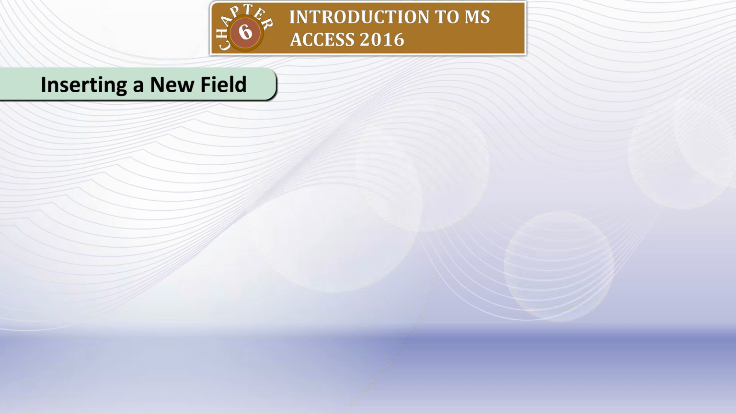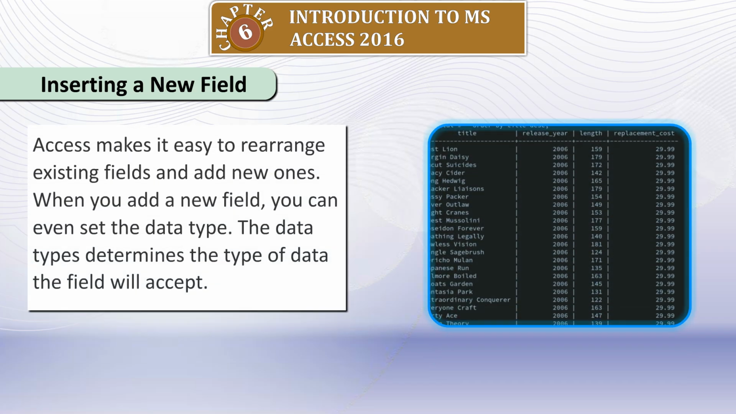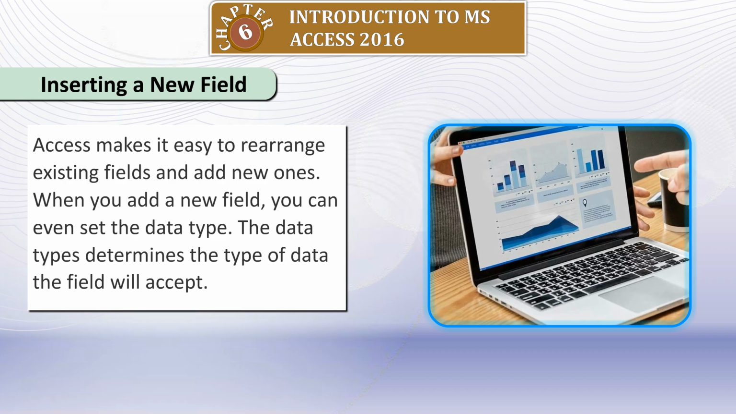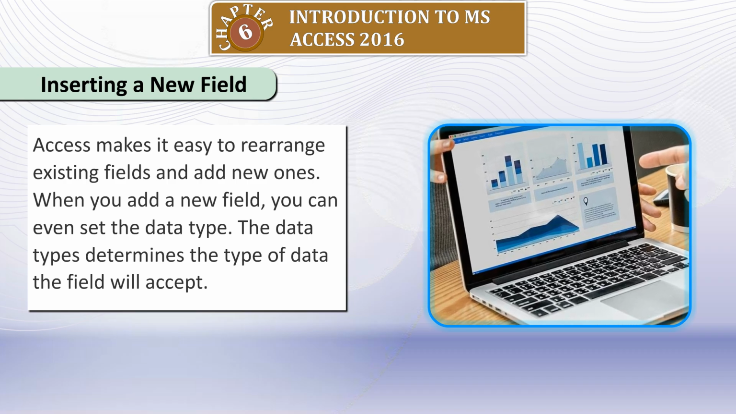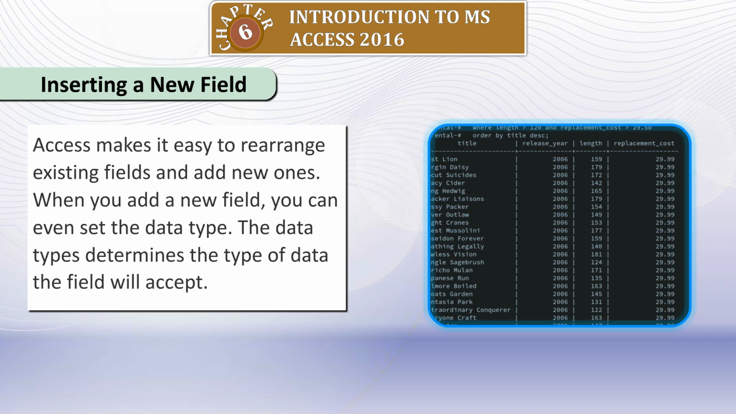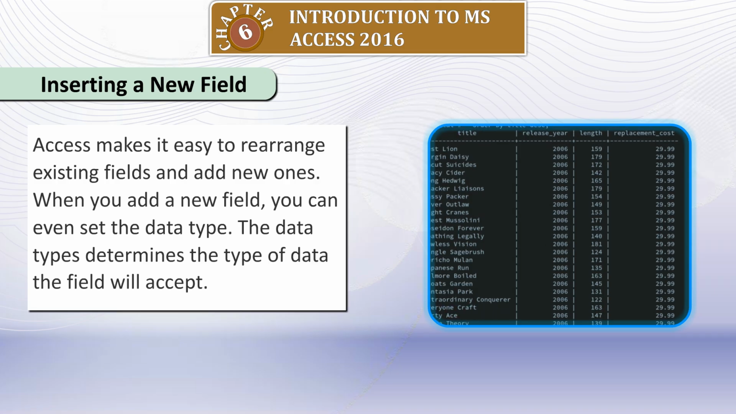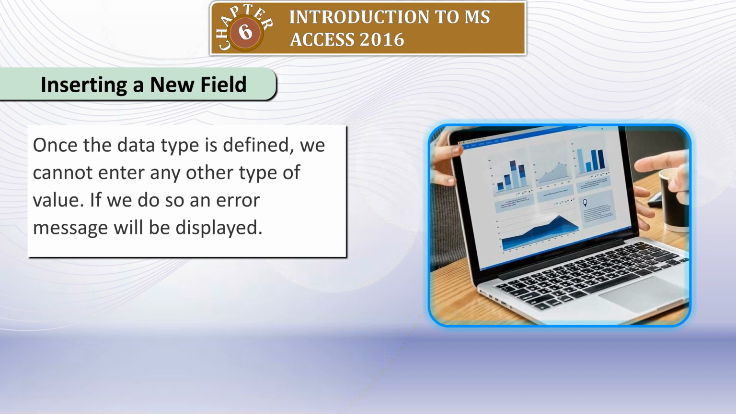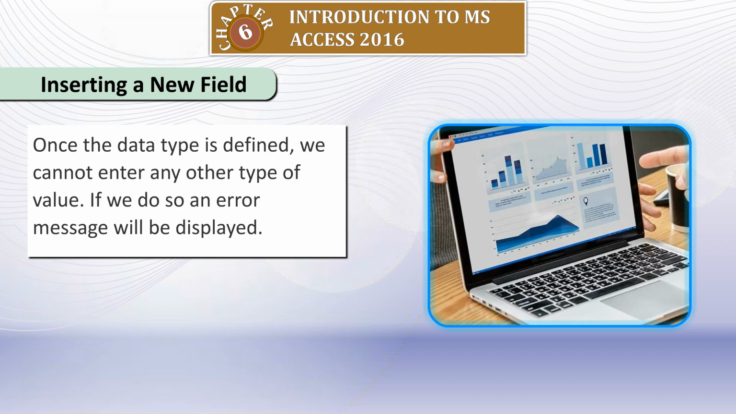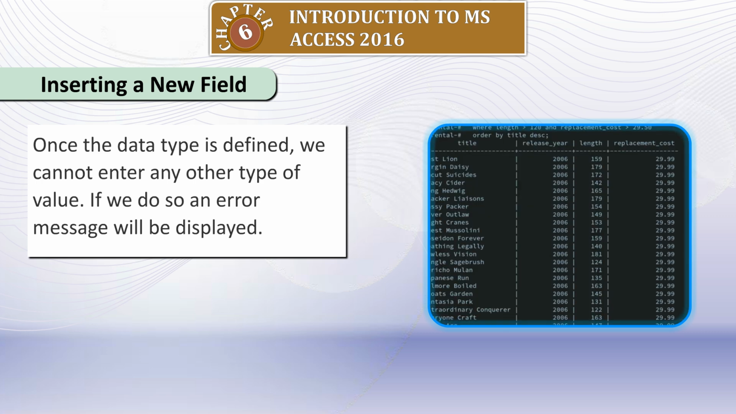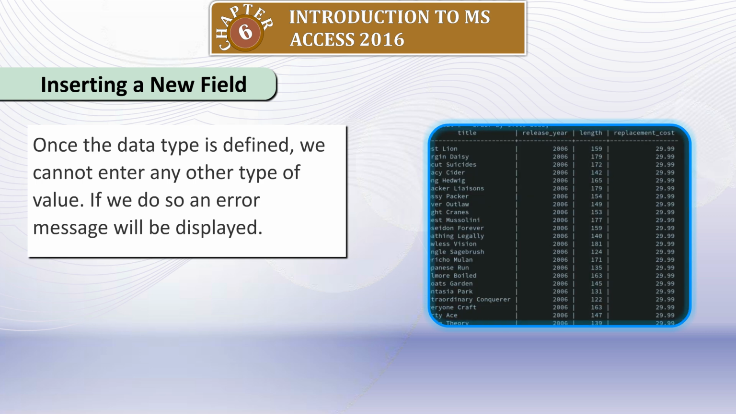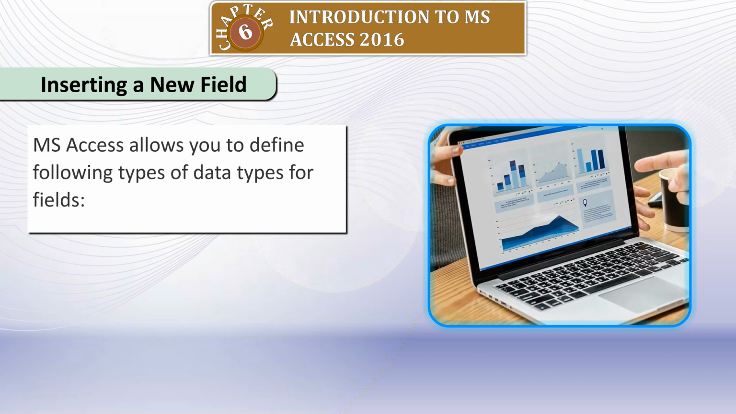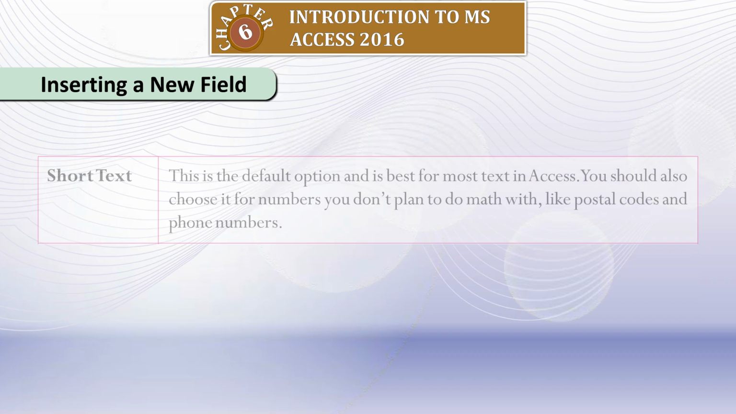Inserting a new field. Access makes it easy to rearrange existing fields and add new ones. When you add a new field, you can even set the data type. The data type determines the type of data the field will accept. Once the data type is defined, we cannot enter any other type of value. If we do so, an error message will be displayed. MS Access allows you to define the following types of data types for fields.